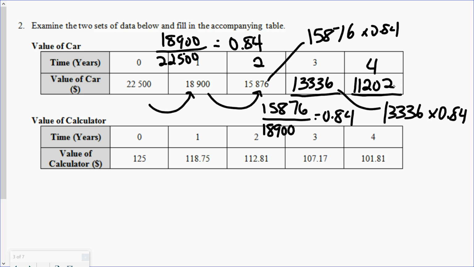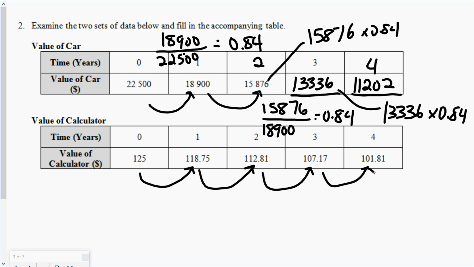Same thing, so a calculator. I'll use the TI ones because they're the more expensive ones. Yay, TI. This would be a really cheap TI. They're usually about 150 bucks, depends on the model. And a year later, you maybe can sell it to somebody for $118.75, and then 112, and then 107, and then 101. So it's depreciating in value.